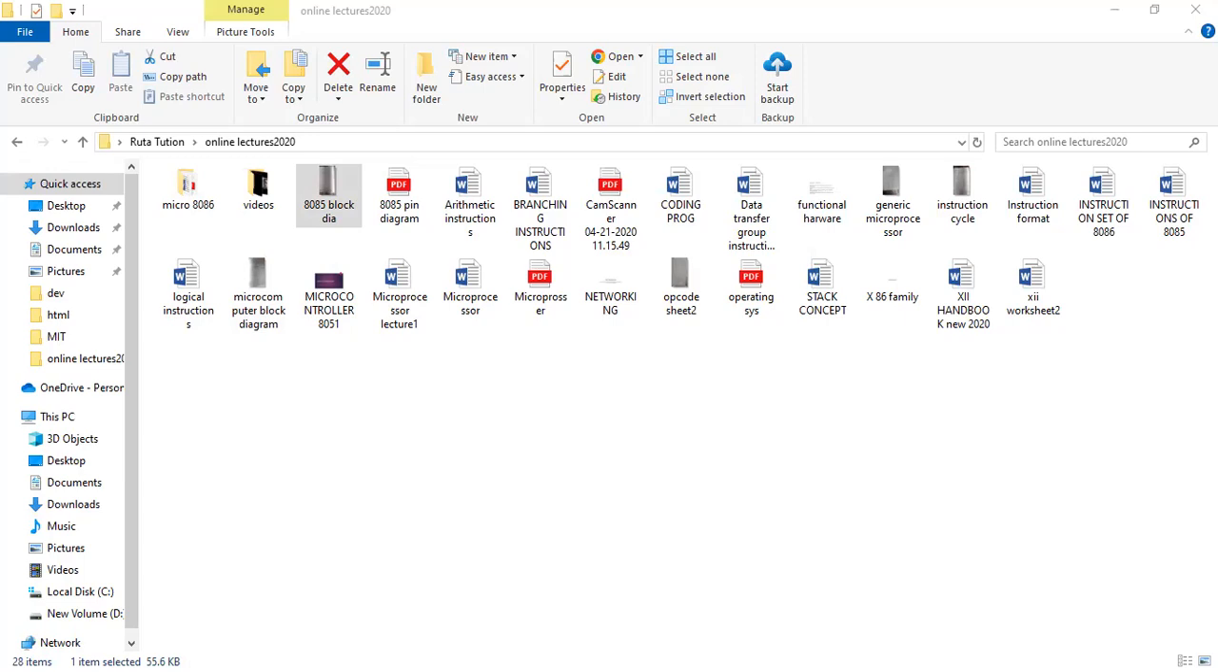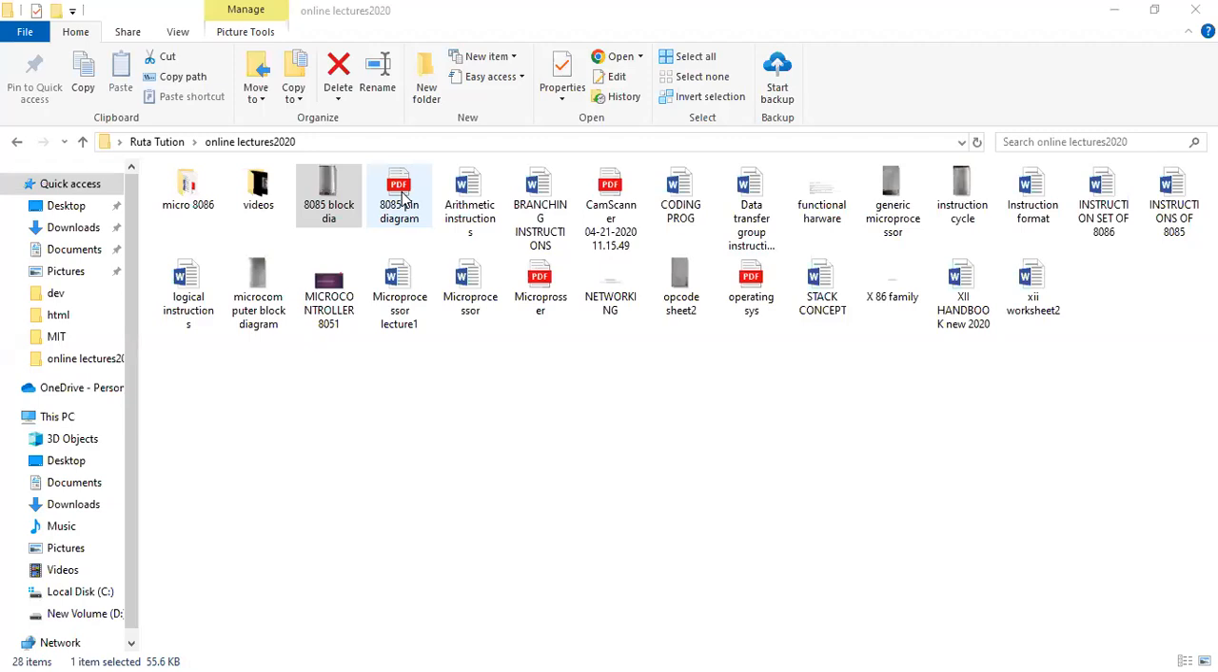Then the next diagram is nothing but the pin diagram of 8085. So when you draw the pin diagram of 8085, basically the pin diagram, if you draw.